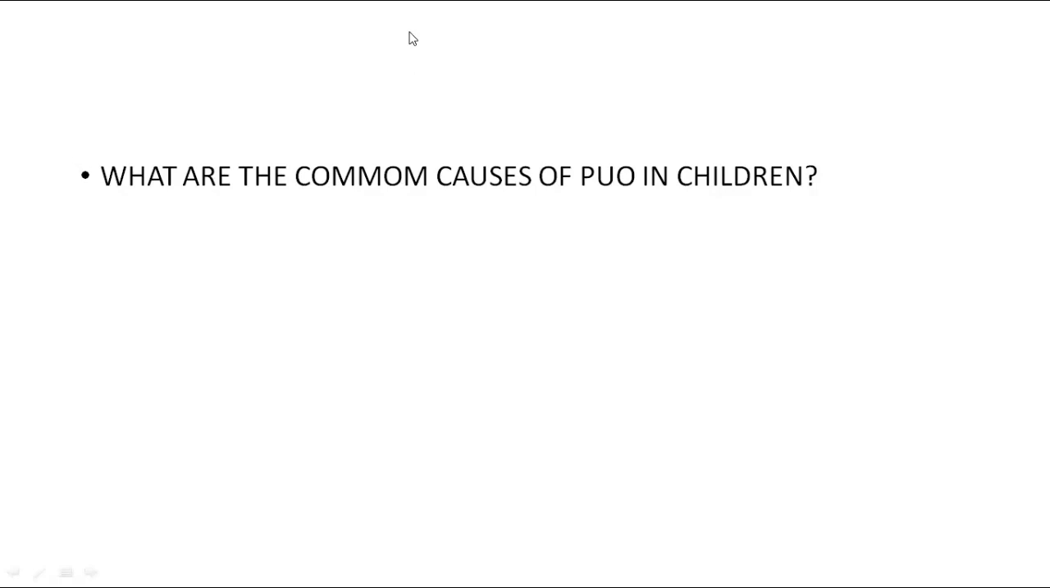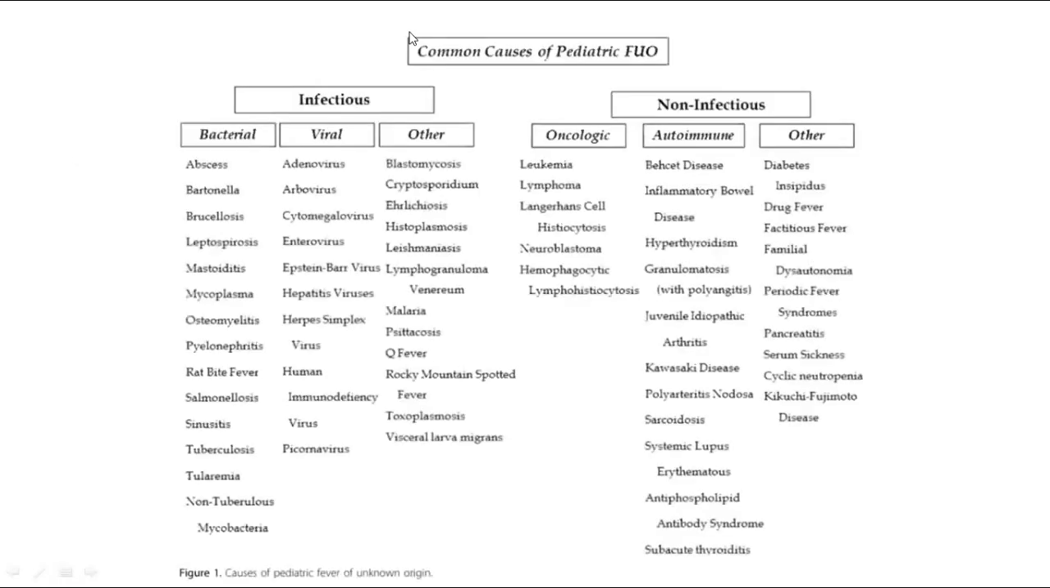What are the common causes of PUO in children? It can be divided into infectious and non-infectious. Coming under infectious, they can again be bacterial, viral, or other causes. And in non-infectious, it can be oncologic, autoimmune, or other causes.